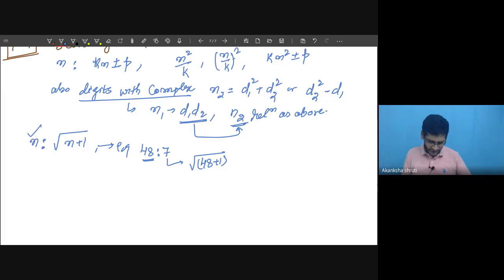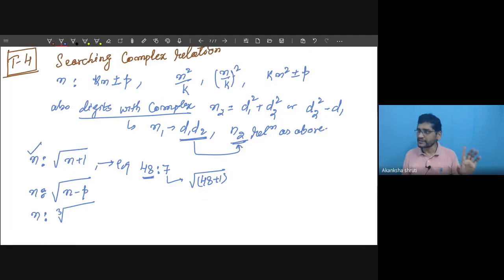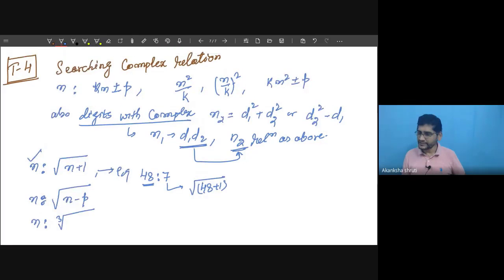maybe the cube root also. So let me take that one also. So the nth root of, maybe n minus p rather than 1, it may be 2, 3, any number with the square root. Maybe the cube root also. You have to think for all these things. These are the most common. Do not think these are difficult. But before applying this, you first apply the earlier 4 tricks that I have discussed.